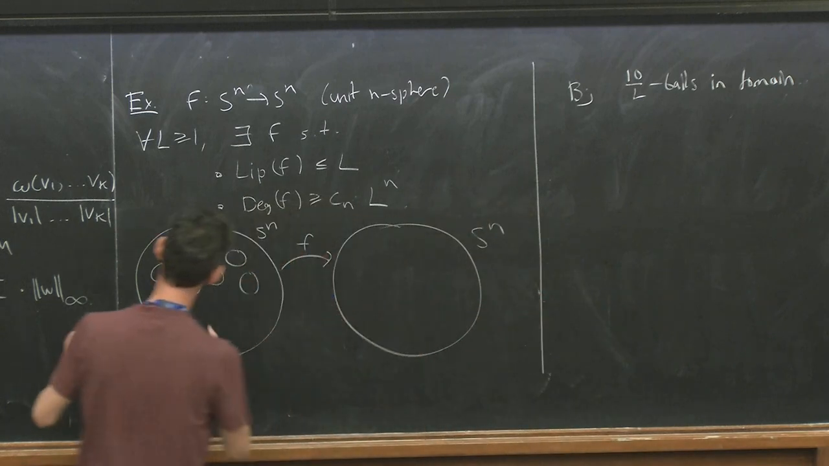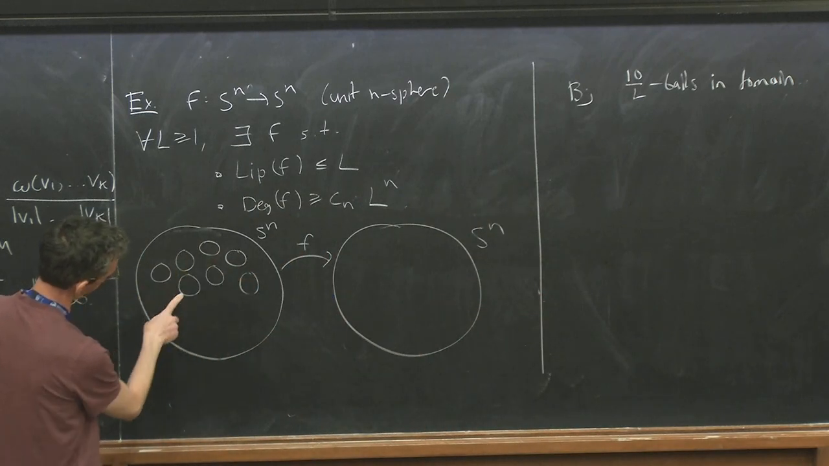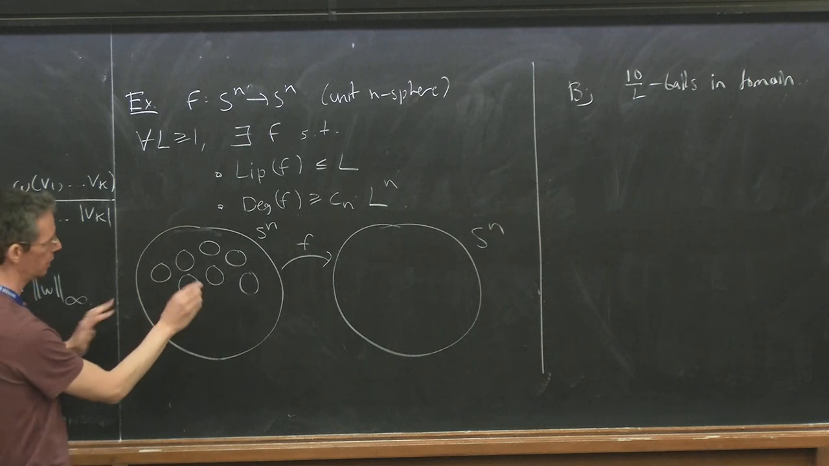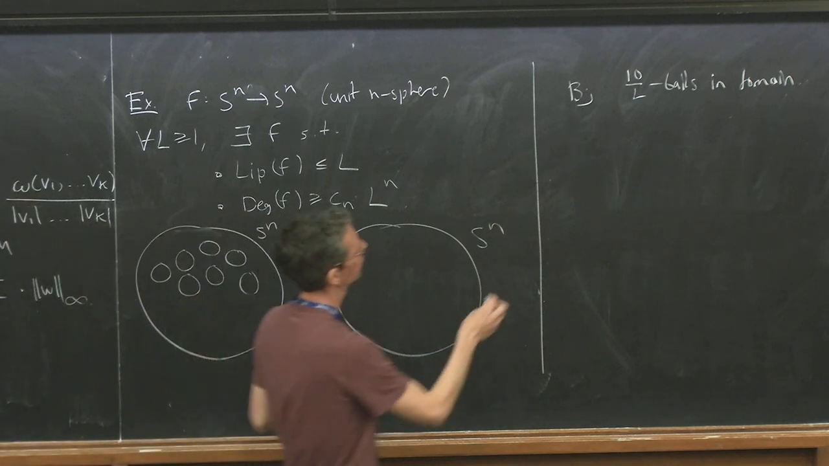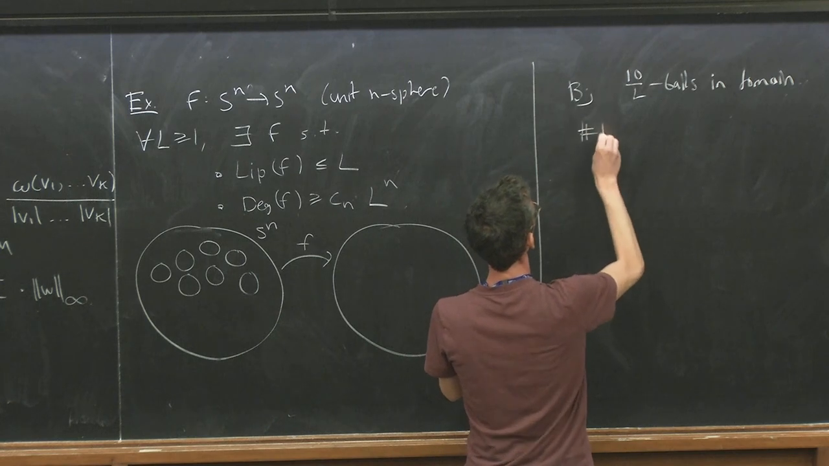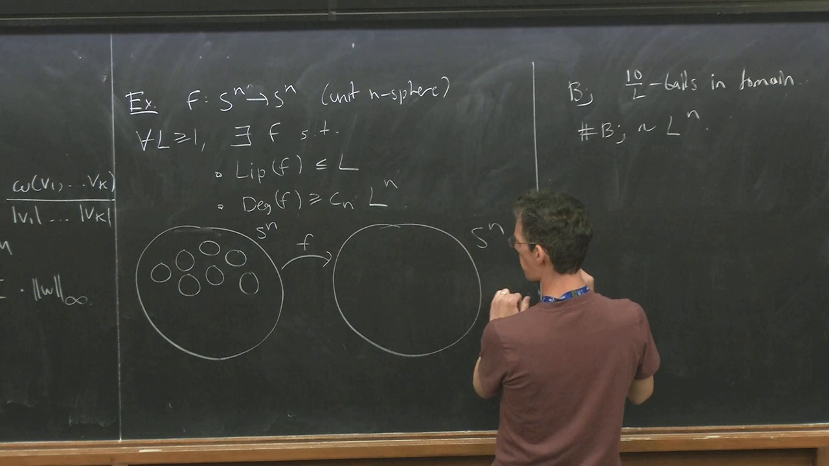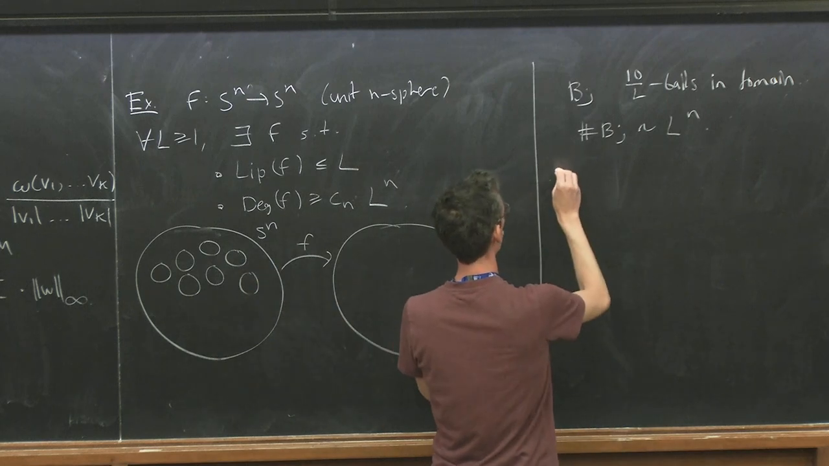OK, how many are there? How many 10 over L balls can I fit in here? Well, they have volume something like 1 over L to the n. And the total volume is 1. So the number of these balls is around L to the n. OK, now what do I do? What does my mapping do?